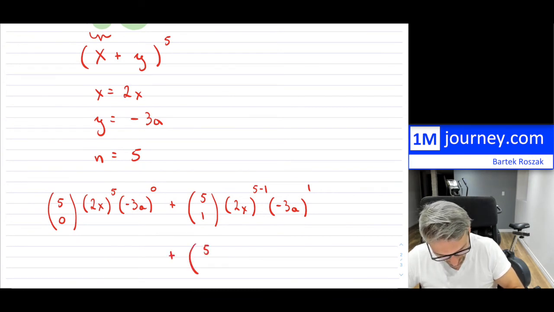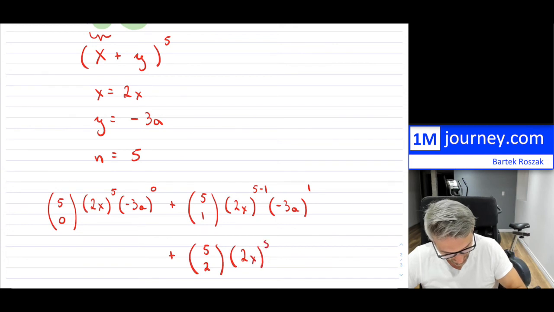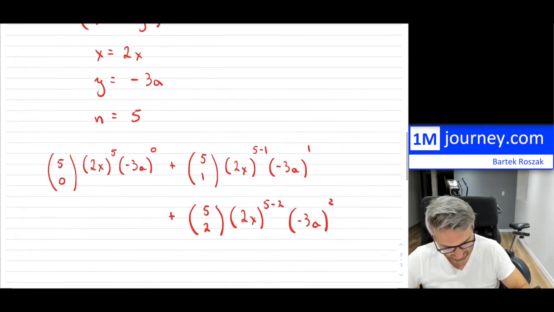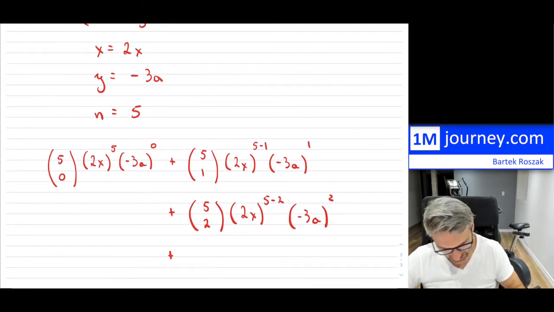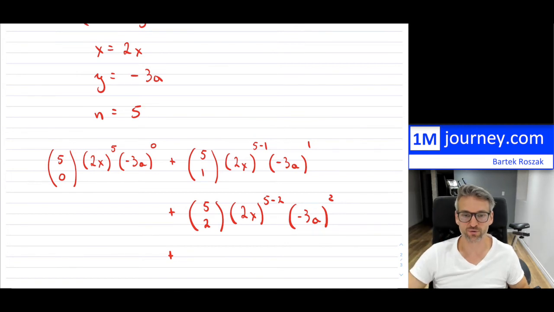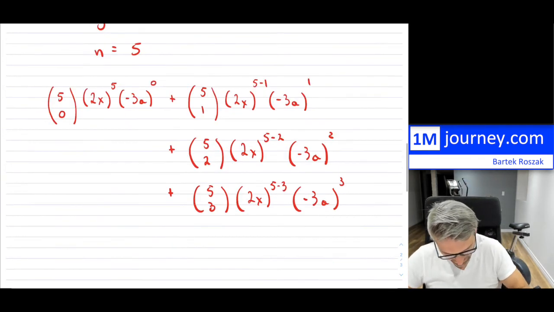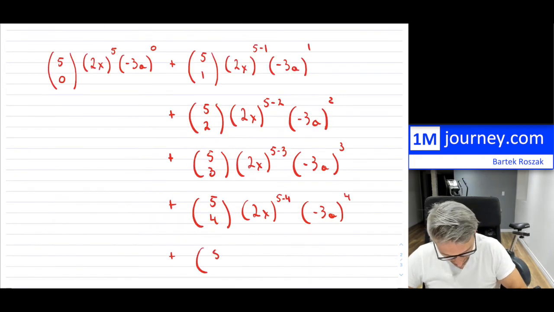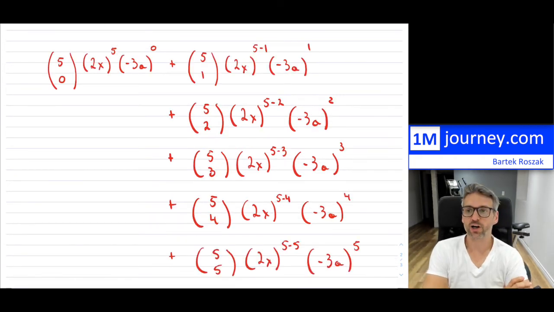So the next one would have been 5 choose 2, 2x to the 5 minus 2, negative 3a, which now becomes to the 2. And I can continue this. I'm going to do it in fast forward fashion and then come back for you. All right, so here we have it. That's the entire expansion.